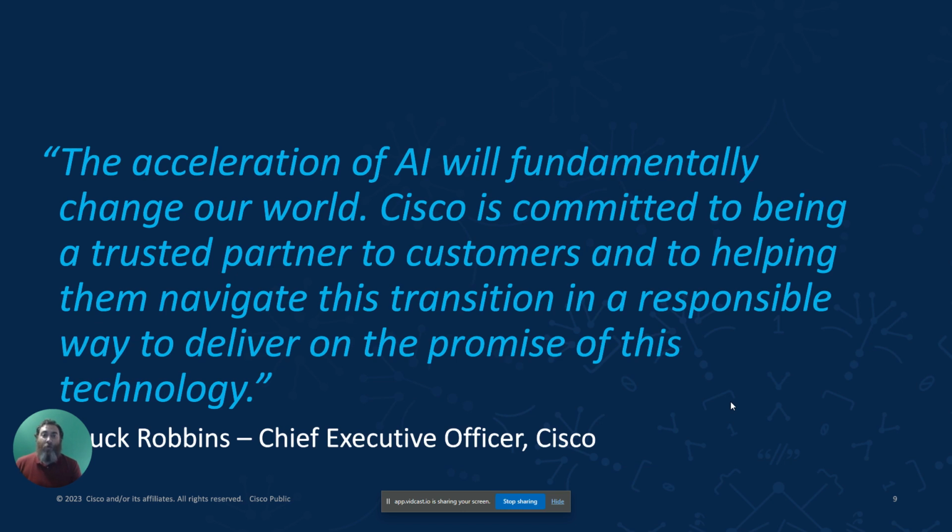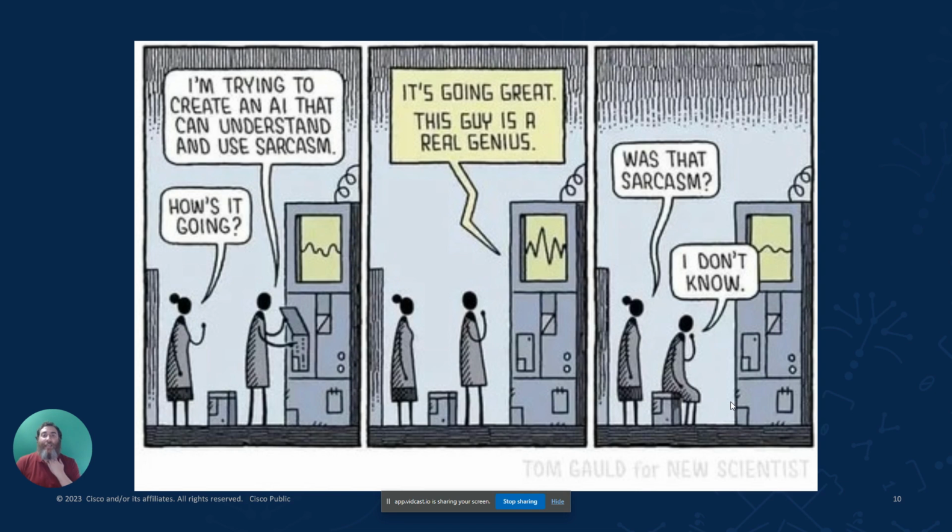This is a quote from Chuck Robbins, the CEO of Cisco. And I took this to heart as a developer in AI and as an employee at Cisco, looking to our leadership for guidance. And here's what Chuck has to say. The acceleration of AI will fundamentally change our world. Cisco is committed to being a trusted partner to our customers and to helping them navigate this transition in a responsible way to deliver on the promise of this technology. And that's what I'm trying to do, is do things in a responsible way to deliver on the promise of this technology.